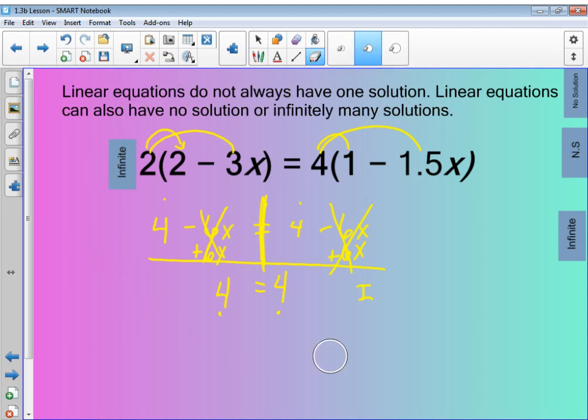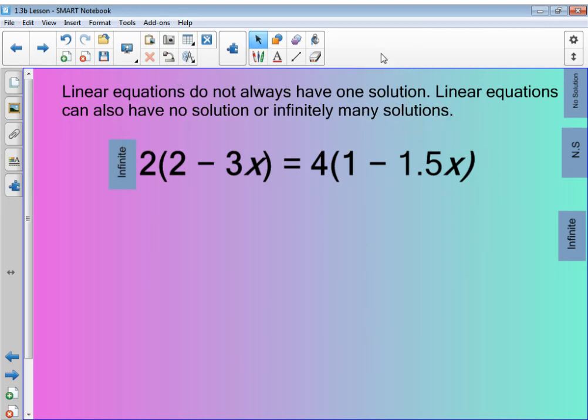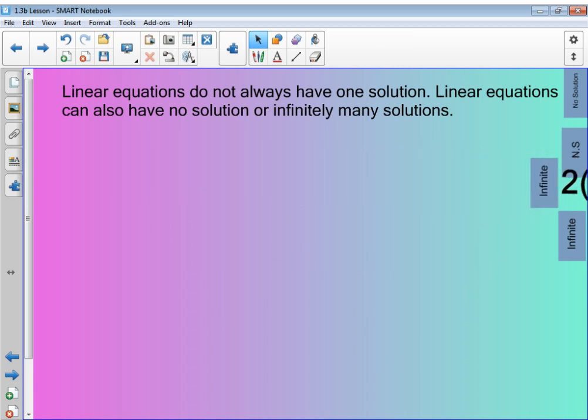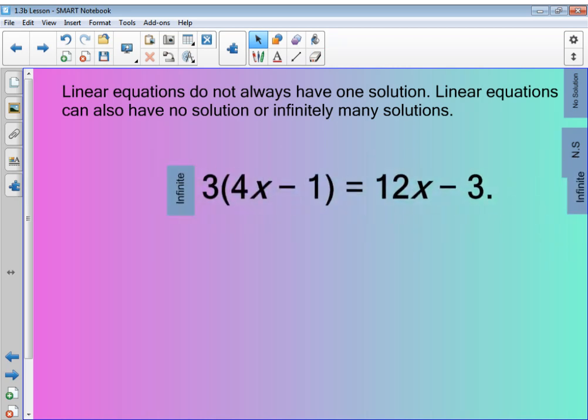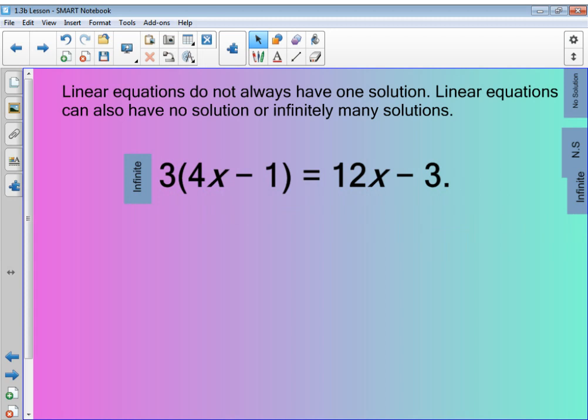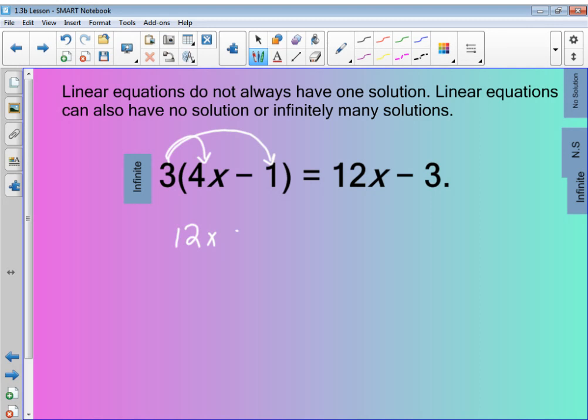Okay, so let's try another one of those. And then I'm going to have you practice a couple. Working a little more distributive property again. So now I'm going to do white. 3 times 4, 12 with our x. 3 times 1, so minus 3, equal sign. And then I already have 12x minus 3. Oops, forgot my x there.